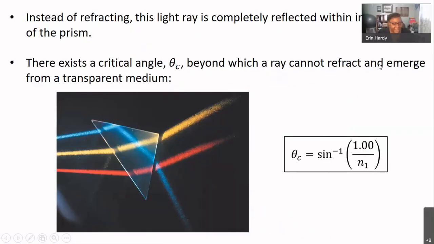For this scenario here, I didn't realize that I didn't actually solve this. For our 45, 45, 90 right triangle that's made up of a material that has an index of refraction of 1.59, you would end up with about 39 degrees as the critical angle.